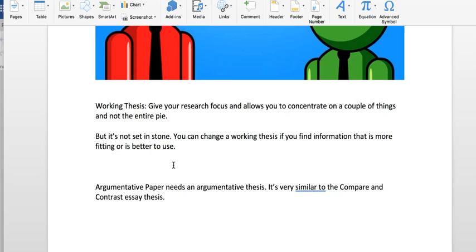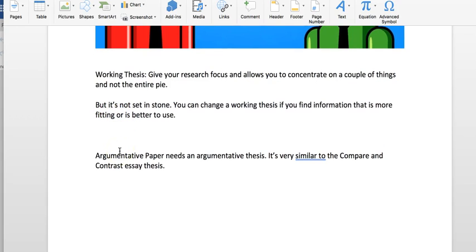And again, going back to the goal of the paper, if you are successful, what do you want your audience to know? You want your audience to know that you can write a paper, right? So what's really cool about a working thesis is that it's not set in stone. It's very flexible.